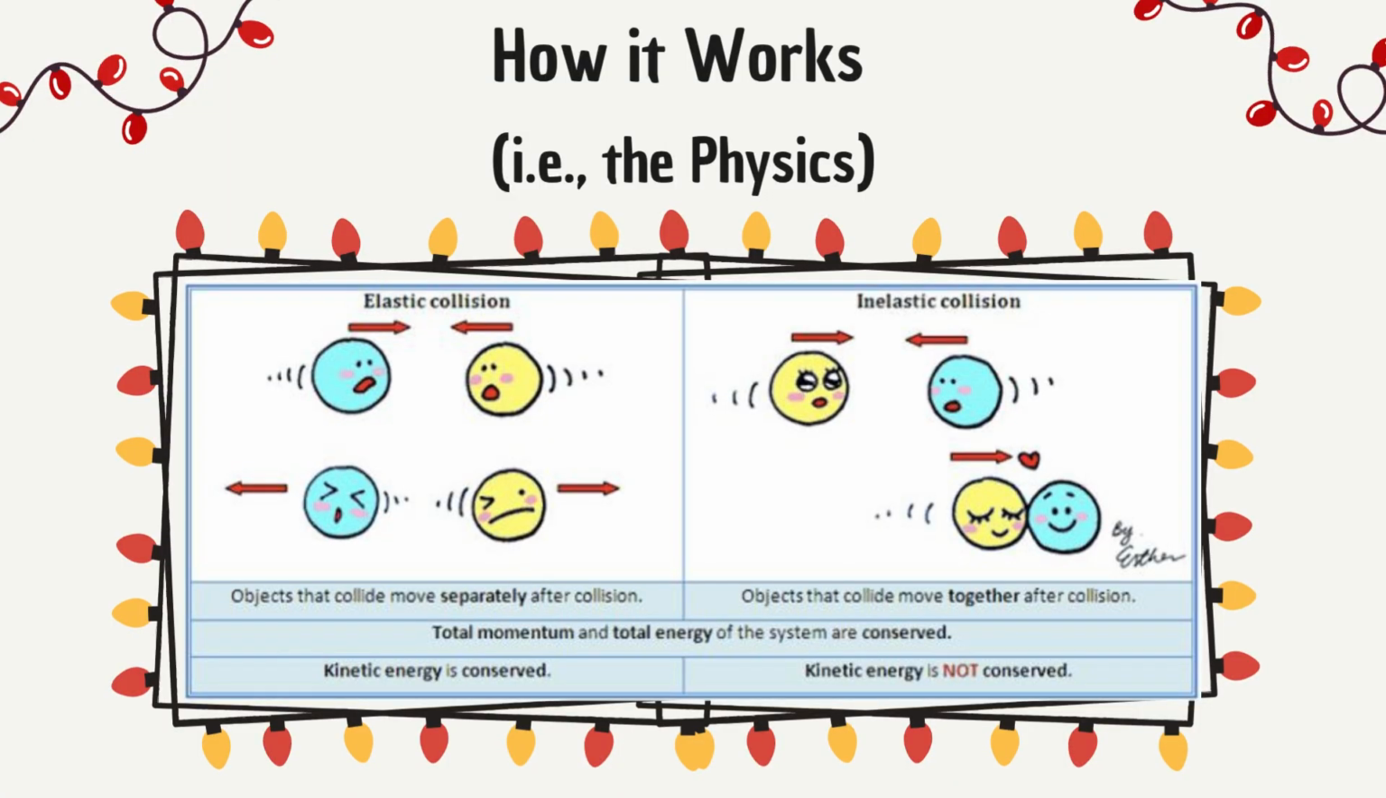So what is the physics in the background here? Well, there are two main types of collisions that we cover in physics. The first is an elastic collision, and the second is an inelastic collision. In an elastic collision, the objects collide and then they move separately after the collision. In an inelastic collision, specifically a perfectly inelastic collision, the objects that collide then move together after the collision as they stick together. In an inelastic collision, we define it as kinetic energy is not conserved, whereas in an elastic collision we define it as kinetic energy being conserved. But for both types of collisions, total momentum and total energy of the system are conserved.